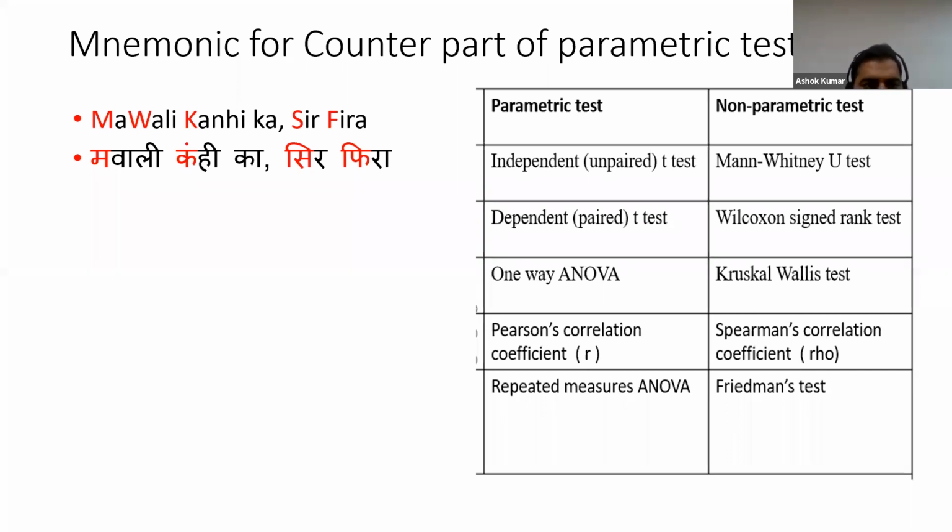Va, Mawali, Va, W, Va. So the dependent t-test counterpart is the Wilcoxon signed rank test. K, one-way ANOVA; K, Kruskal-Wallis test. S, Pearson correlation coefficient; S, Spearman rank correlation coefficient. And F, that is Friedman, the counterpart of repeated measures ANOVA. So Mawali kahin ka Sirfira.